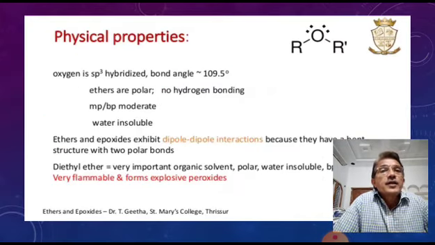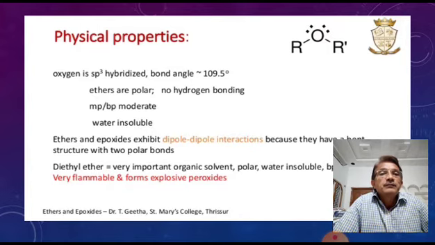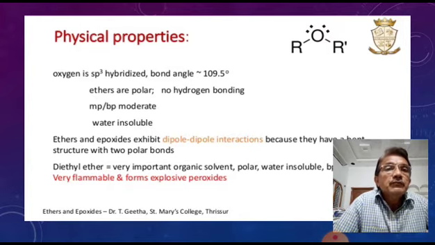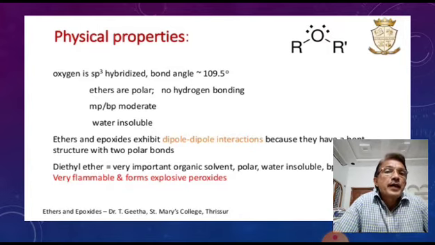Now physical properties of ethers. The oxygen which is present in diethyl ether, or the oxygen which is present in ethers, is sp3 hybridized. Bond angle in ether molecule is approximately 109.5 degrees. Ethers are polar, no hydrogen bonding.